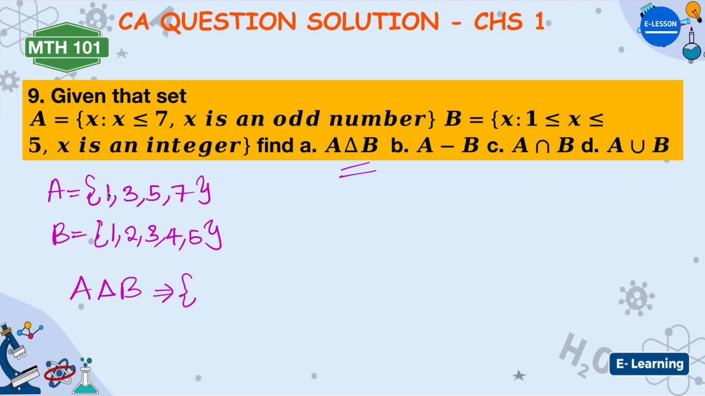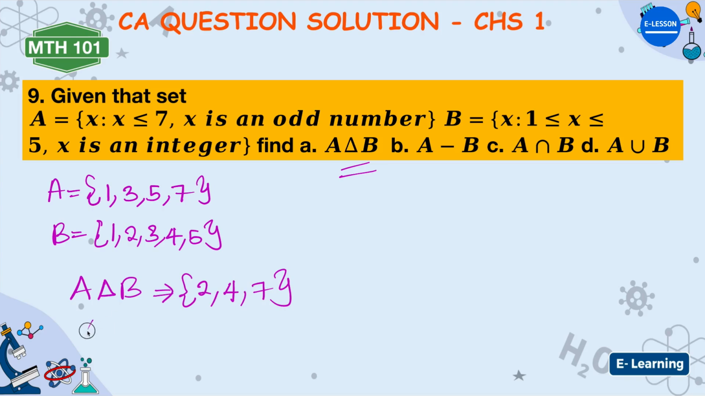So what is the symmetric difference of A and B? What A and B do not have in common? They have 1 in common. They don't have 2 in common. So 2 is part of the answer. They have 3 in common. They don't have 4 in common. So 4 is part. They have 5 in common. They don't have 7 in common. So the correct answer is 2, 4, and 7. The symmetric difference of A and B: what A and B do not have in common.